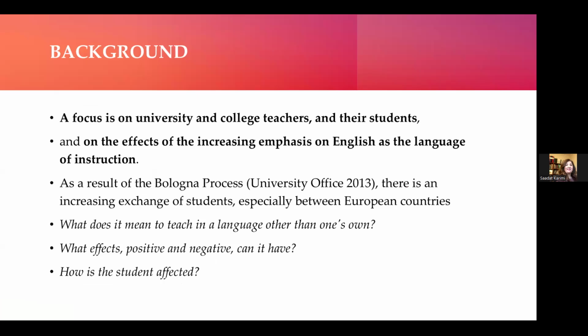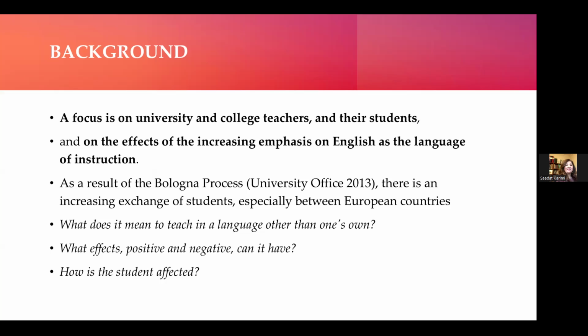The focus in this lecture is on university and college teachers and their students, and on the effects of the increasing emphasis on English as a language of instruction. As a result of the Bologna process, there is an increasing exchange of students, especially between European countries, to ensure that everyone has the opportunity to follow courses and programs. Many of them are offered in English.